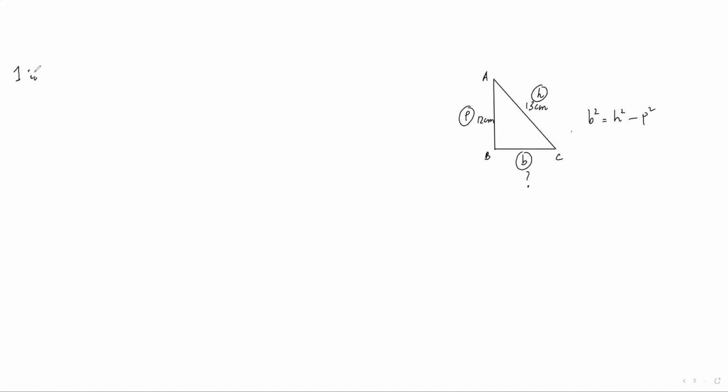Question number 1, sub number 2. In right triangle ABC, we have to find BC. So BC square equals AC square minus AB square.